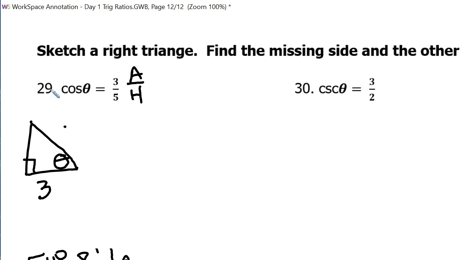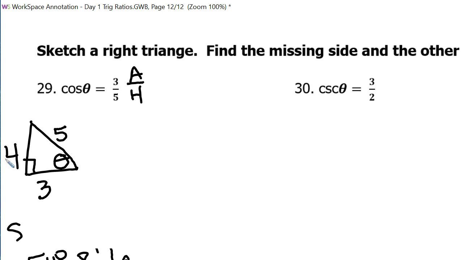Now, they did tell us to find the missing side. If you have a missing side, use Pythagorean theorem, or hopefully you know your triples. And this would be a 3, what? 4. 3, 4, 5. So hopefully you know those triples, like 3, 4, 5, 5, 12, 13. Hopefully you know those, so it'll save you some time.